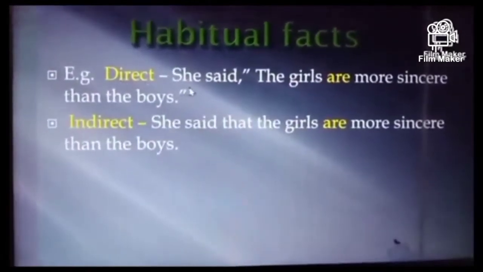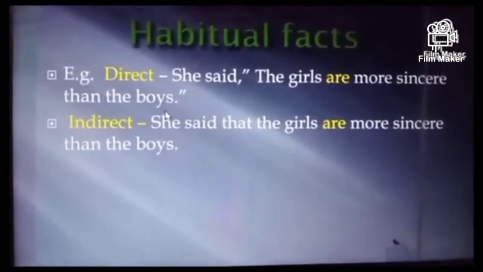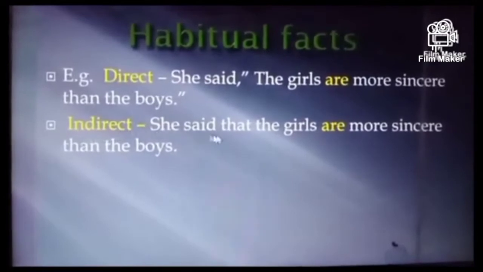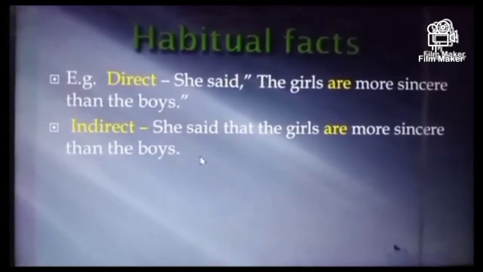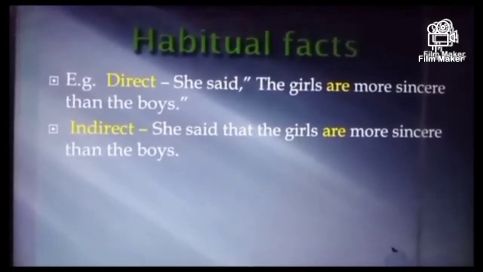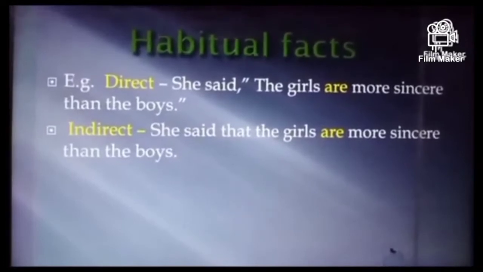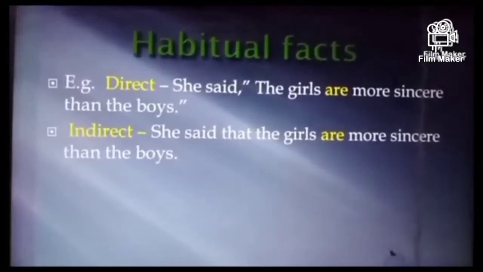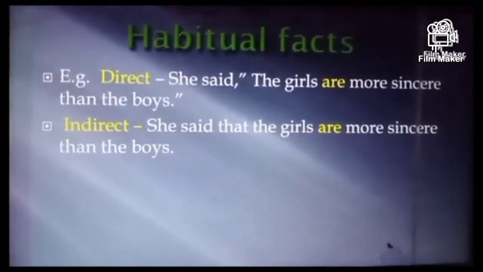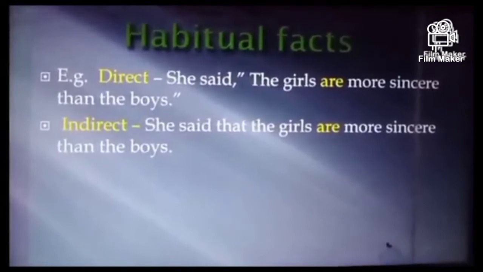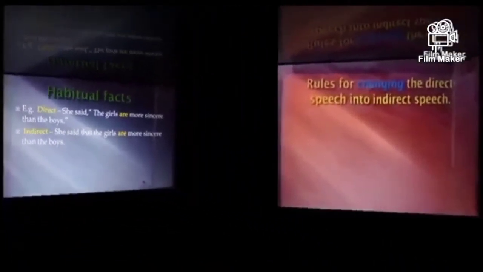Take a look at the next one. Some habitual facts. Example, direct speech: She said, the girls are more sincere than the boys. And in indirect speech: She said that the girls are more sincere than the boys. No changes, especially in the verbs. And these are things we need to be more careful about. Like that, universal facts, mathematical facts, and geographical facts also undergo no change. So the verbs remain unchanged.